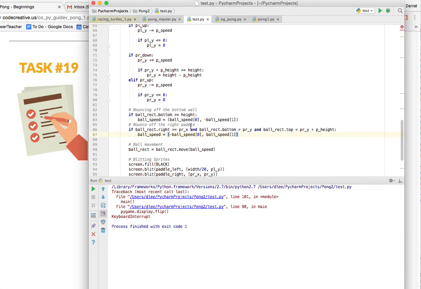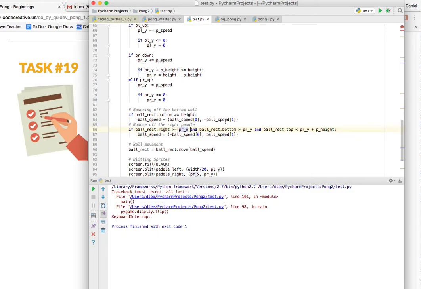And so what we need to do is, what we have here, if it's greater than the left side of the paddle, that's what this is saying. If the bottom is greater than the top of the paddle, and if the top of the ball is less than the bottom of the paddle, right? So we need to extend this to be a range.